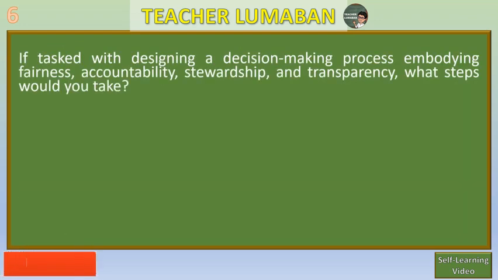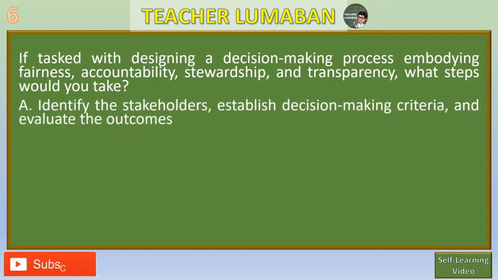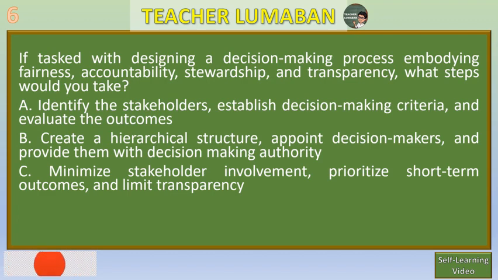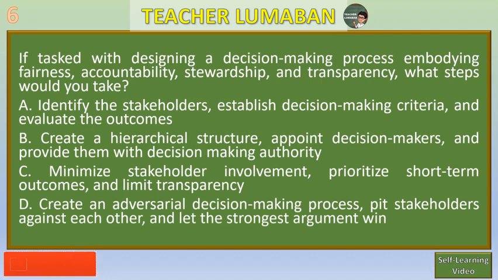If tasked with designing a decision-making process embodying fairness, accountability, stewardship, and transparency, what steps would you take? A. Identify the stakeholders, establish decision-making criteria, and evaluate the outcomes. B. Create a hierarchical structure, appoint decision-makers, and provide them with decision-making authority. C. Minimize stakeholder involvement, prioritize short-term outcomes, and limit transparency. D. Create an adversarial decision-making process, pit stakeholders against each other, and let the strongest argument win.